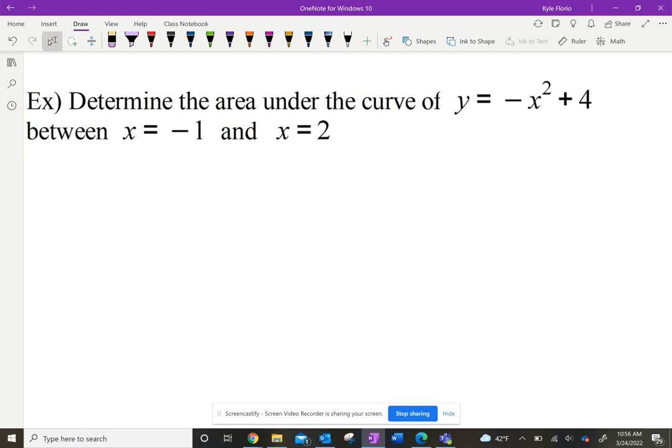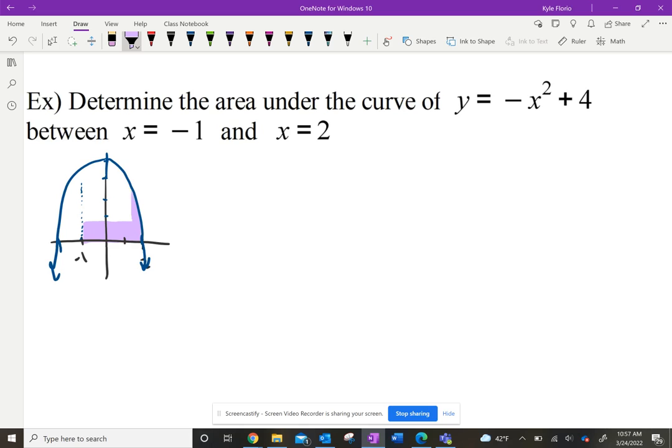Determine the area under the curve y equals negative x squared plus 4 between negative 1 and 2. So here's negative 1 and here's 2. Negative x squared plus 4. It's going to start at 4. It's going to come down like this. Its intercepts are going to be 2 and negative 2. But we're only interested in the area between negative 1 and 2. So that's this region right here.